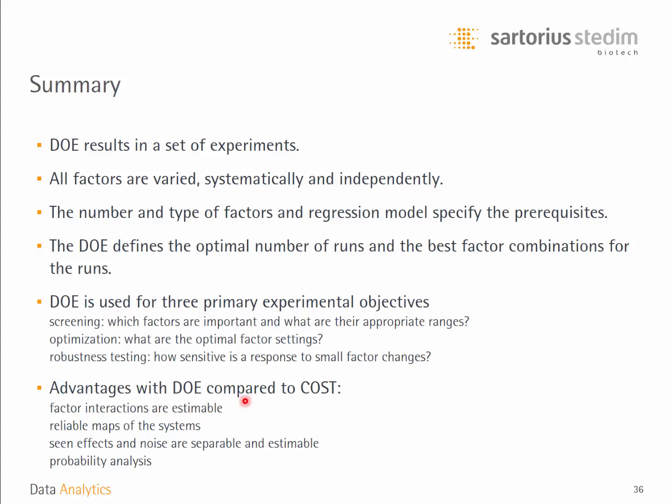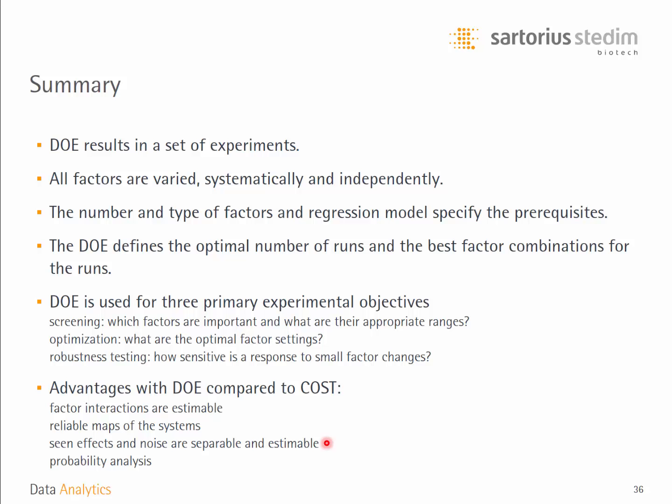If you're comparing DOE with the intuitive approach to experimental work, the cost approach, we can say that there are a number of tangible benefits coming out with DOE. First one is that factor interactions are estimable and plottable, and because we have spread the experiments in a very informationally optimal manner, we can produce extremely reliable maps of the system and make concrete decisions about what to do next.